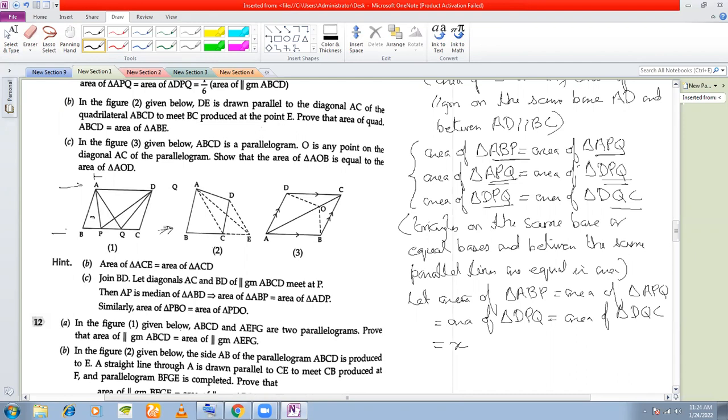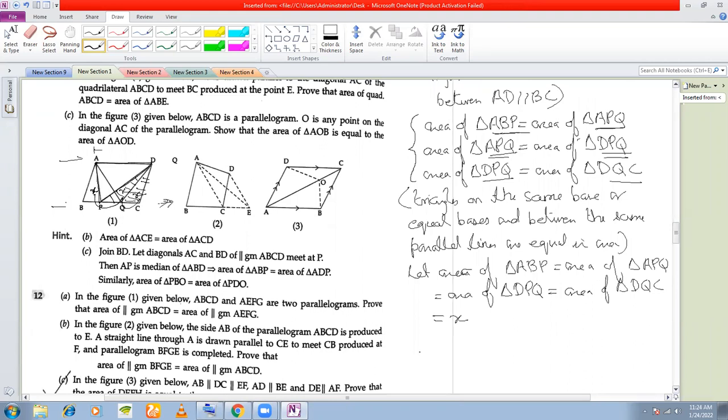Now, if the area of this triangle is X and the area of this triangle is X and the area of this triangle is also X, what can we say? X plus the area of this triangle is equal to the area of the parallelogram. Can we say or not? Tell me. Sir, can you explain it once more? Yes.